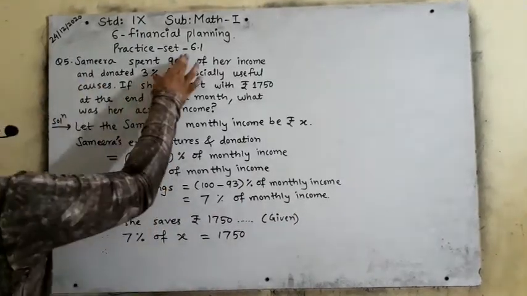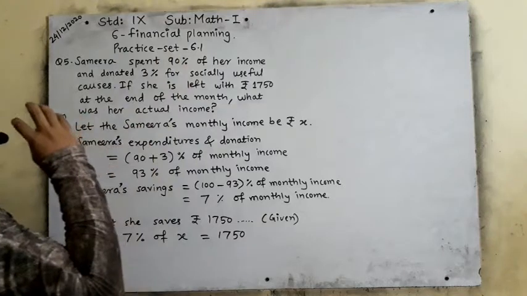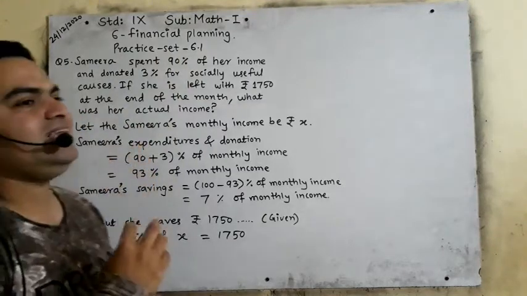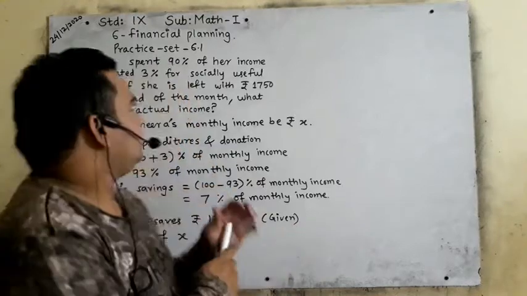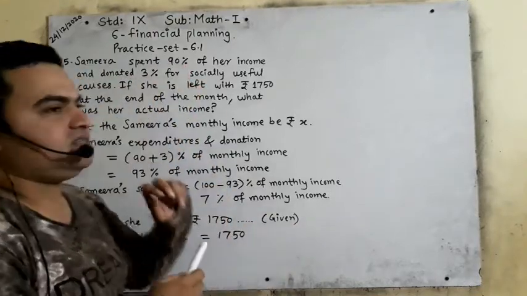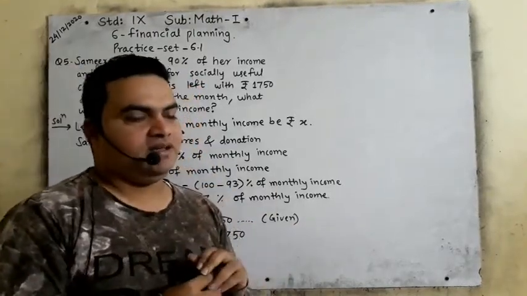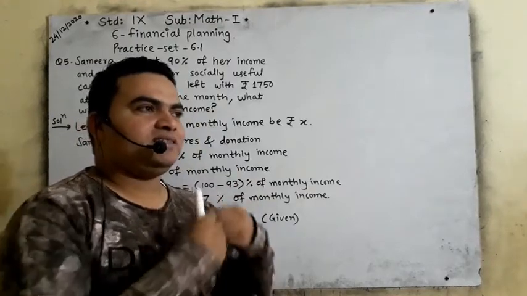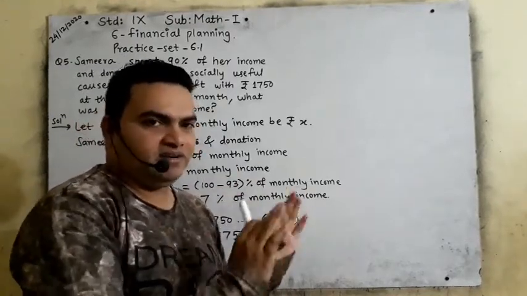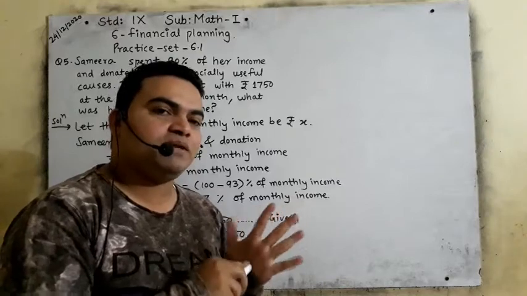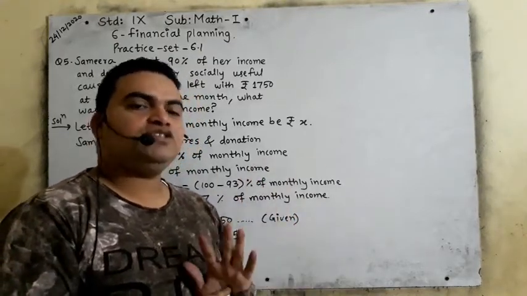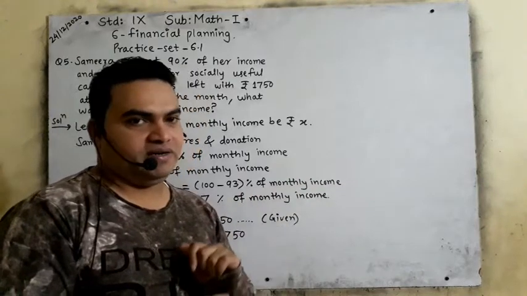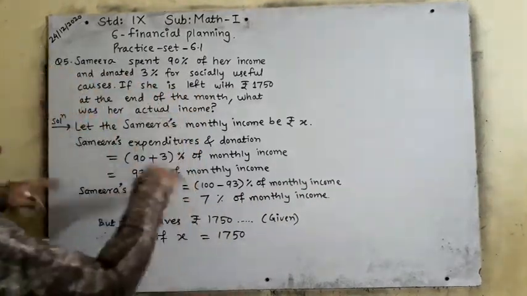So total how much percentage of her monthly income did she spend? 90% plus this 3%, total 93%. So from 100% she spent 93%, so how much is left with her? 7%, right? From 100 we will deduct 93. So how much will be left over? 7%. So we will see the further question.